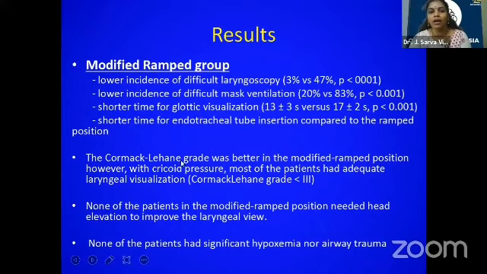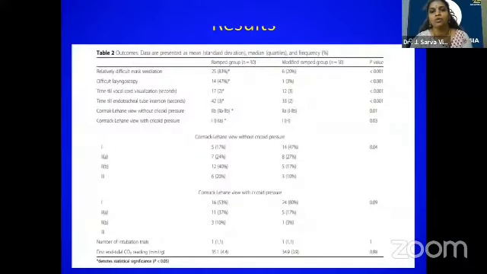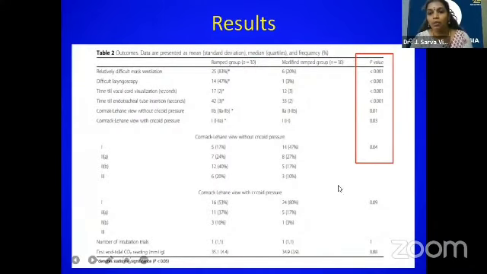They also had a better Cormack-Lehane grade view. None of the patients in the modified ramp position needed a head elevation to improve the laryngeal view. There was no incidence of hypoxemia or airway trauma. So as we can see, all had a very highly significant p-value of less than 0.001.